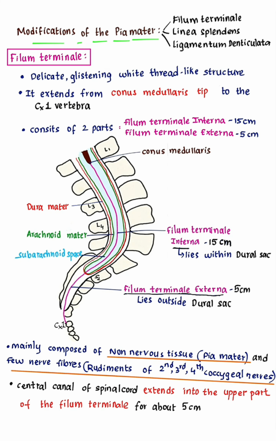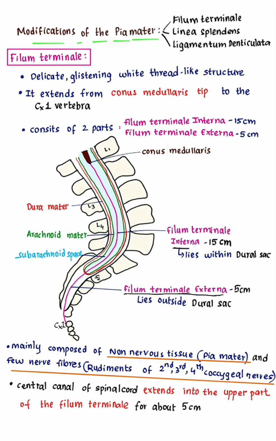Modifications of pia mater. There are three modifications: filum terminale, linea splendens, and ligamentum denticulatum. Filum terminale is a delicate, glistening white, thread-like structure. It extends from the tip of the conus medullaris to the first coccygeal vertebra.